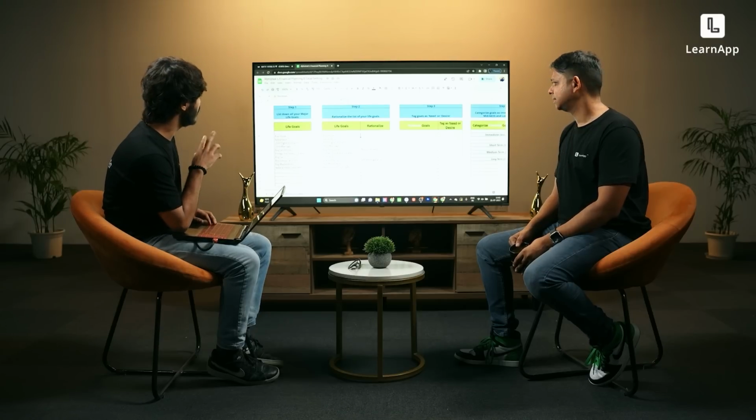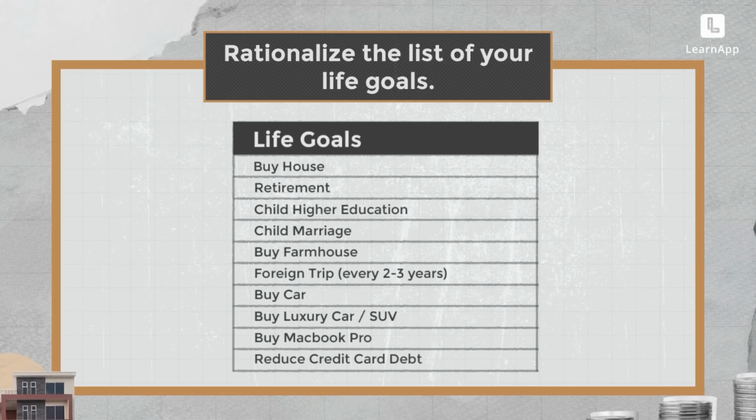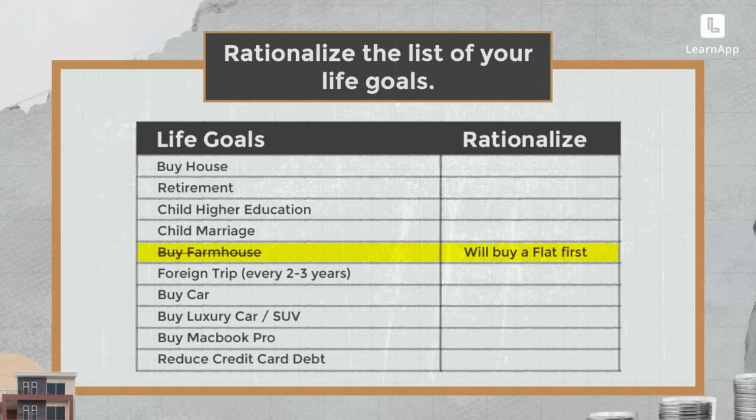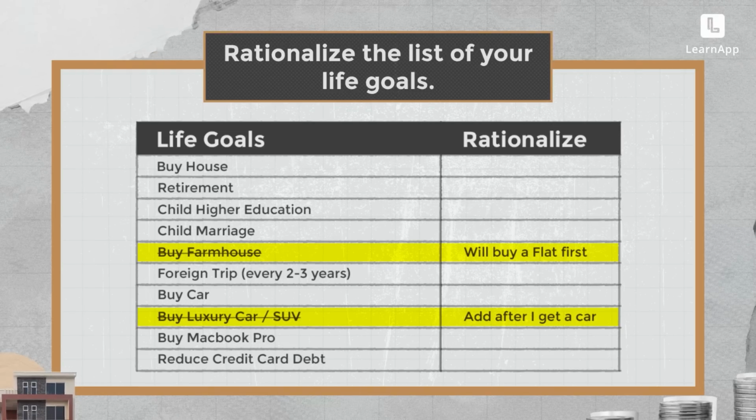So sir, I have written down my life goals in the step 2 as you told me. Now I think I'll buy a flat first. I won't take a farm house, so I'll remove this. Luxury car, I think let me first buy a car, luxury car later. So I'll remove that as well. Cool. The rest is good to go.